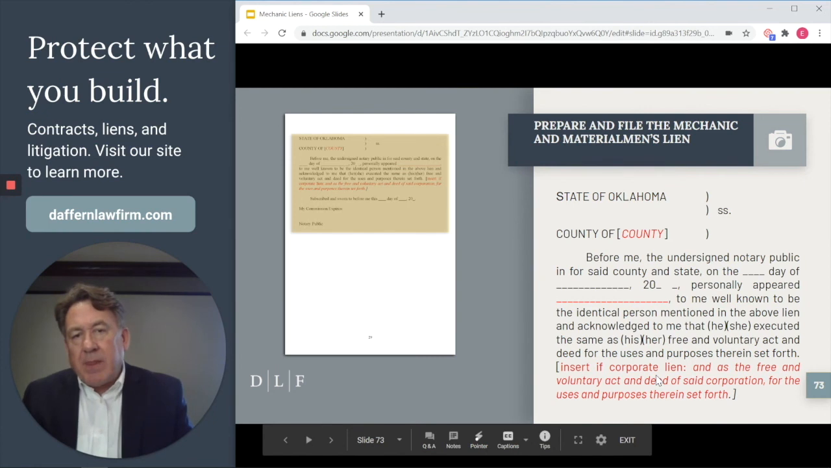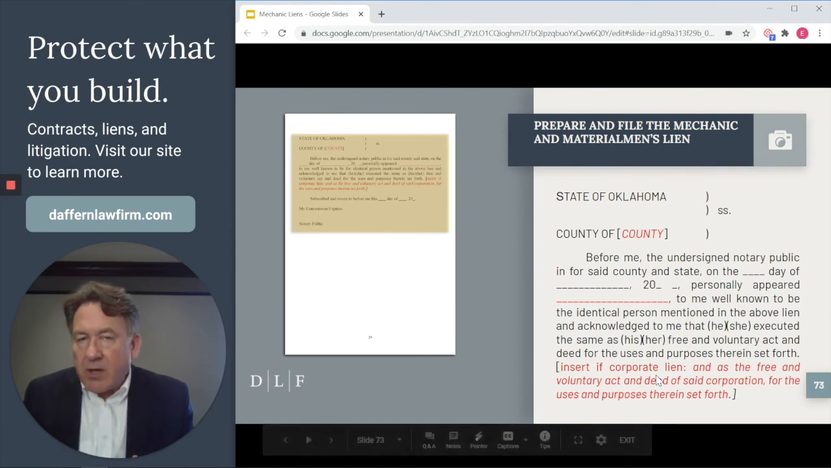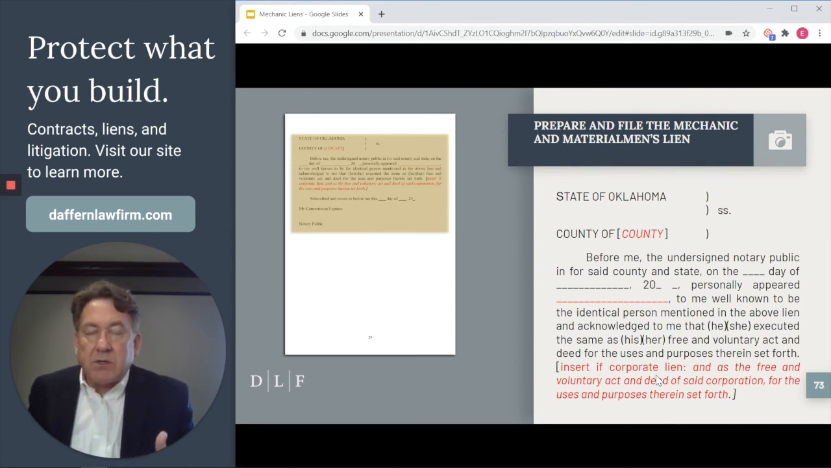And again, I want to be very clear. I'm not suggesting that anyone start practicing law. What I'm trying to do is to provide some education about the process. So always talk to your lawyers about filling out these forms, because this form is very important to make sure that you protect your lien rights. And if it's filled out incorrectly, then it can have huge consequences.